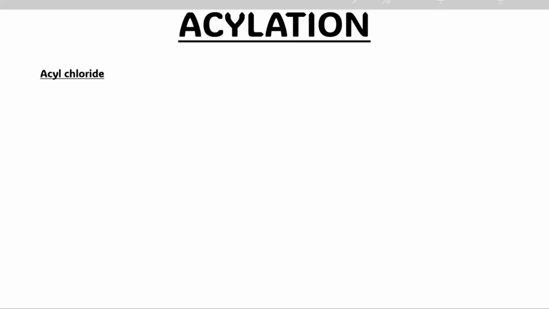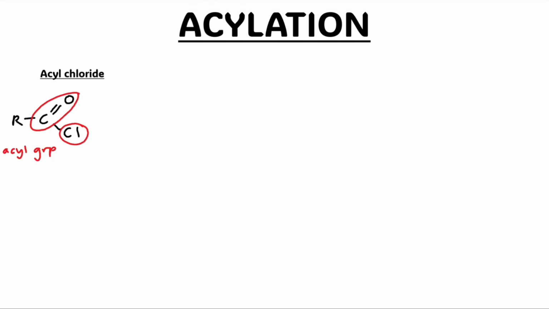So acylation. What we need to know is the structure of acyl chlorides. Now acyl chlorides have a C double bond O and a chlorine. The C double bond O is our acyl group, and then we have our chlorine, which makes up the acyl chloride. And if we want to name our acyl chlorides, can you guys name this acyl chloride?